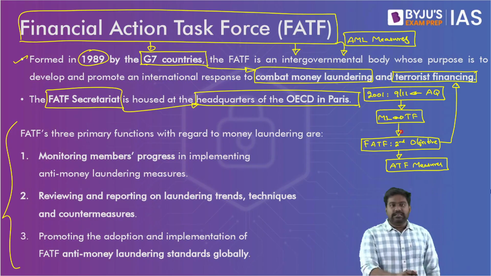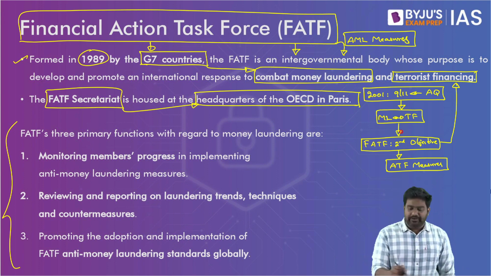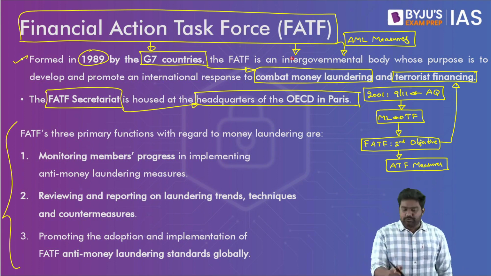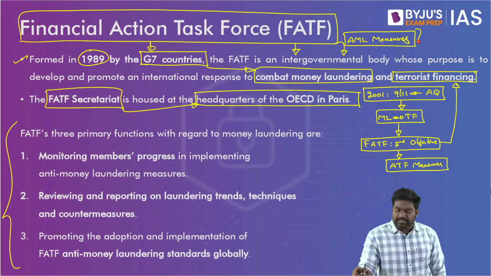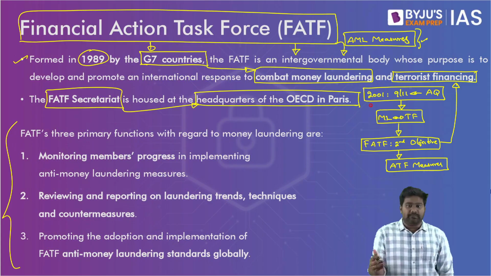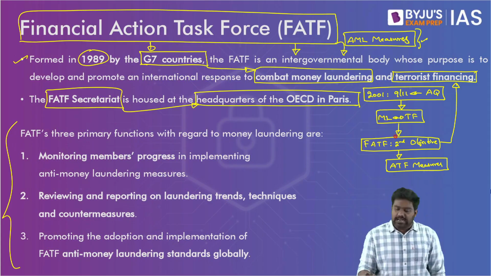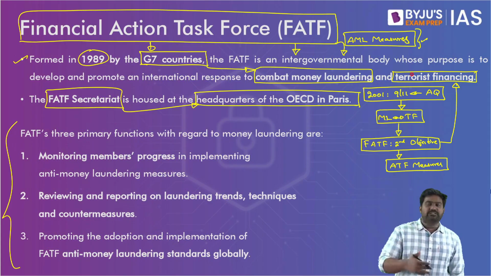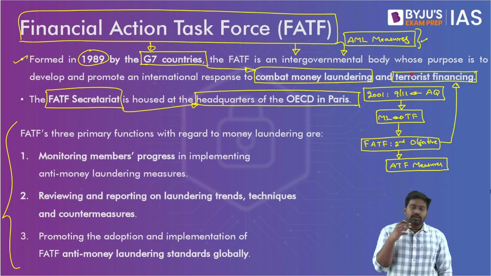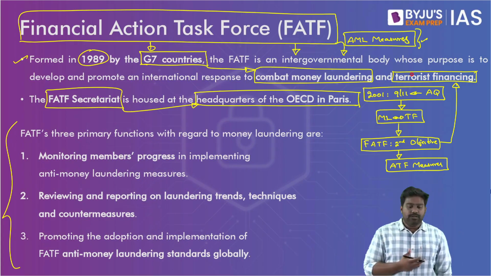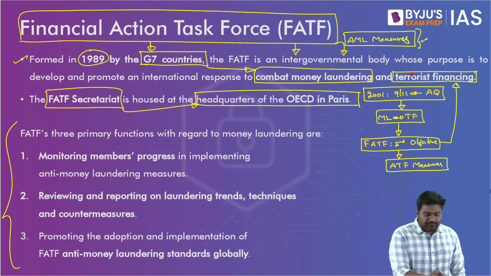So in 1989, when the organization was set up by the G7, it only had one objective, which was to combat money laundering through anti-money laundering measures. But after the 9/11 attacks, which clearly established the links between money laundering and terror financing, a second objective was added, which was to counter terrorist financing, to implement anti-terrorist financing measures. These are the two goals of FATF.